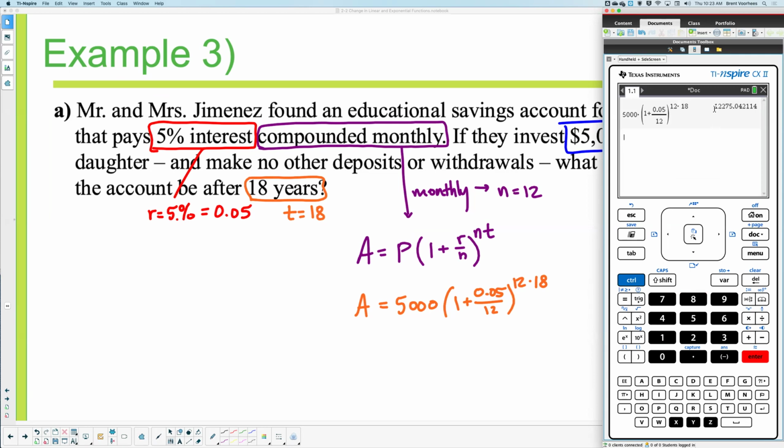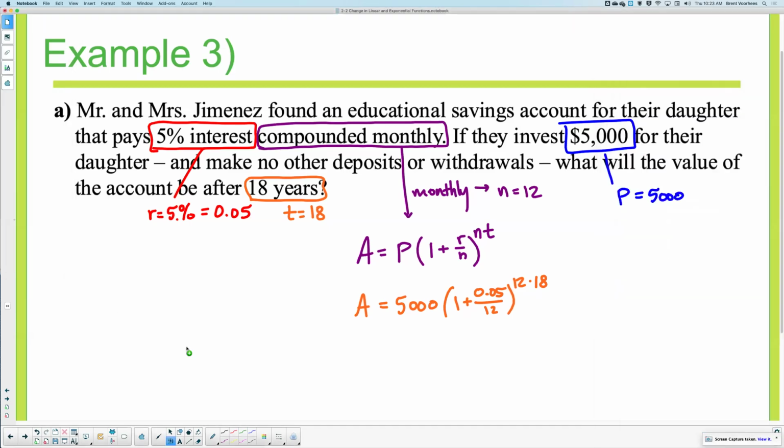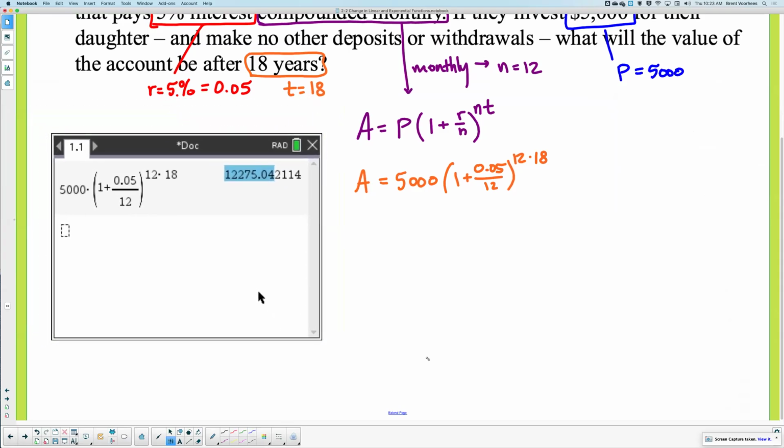Because we're dealing with money, I'm going to round it to the nearest hundredth, because that's money. That would be pennies. I'm going to round to the nearest penny here. What are you getting as your answer? That's right. Hey, that's not bad.